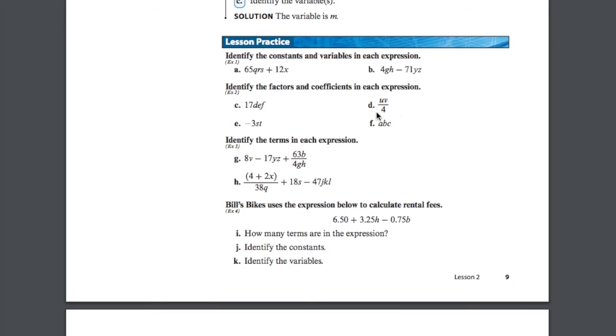identifier here that something is a little bit different because it is a fraction problem or a division problem. You've got U and V in the numerator and 4 in the denominator. We know that the things that are being multiplied would be U and V because they're next to each other, and then the 4 in the problem is actually going to be division.